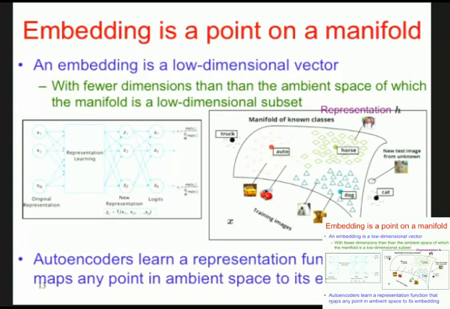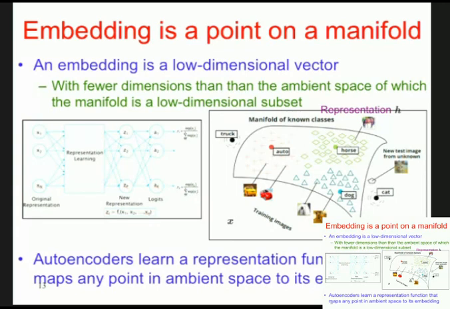In a supervised learning method, we may be presenting this and saying, well, these should be the class labels out here. That would be a supervised learning method. So you can use either unsupervised learning or supervised learning. And these methods end up finding a representation where the data lies on some kind of a lower dimensional manifold here. And we say an embedding is a low dimensional vector with fewer dimensions than the ambient space.